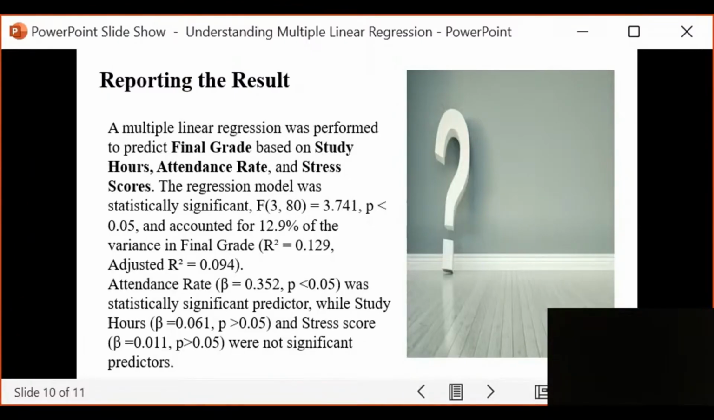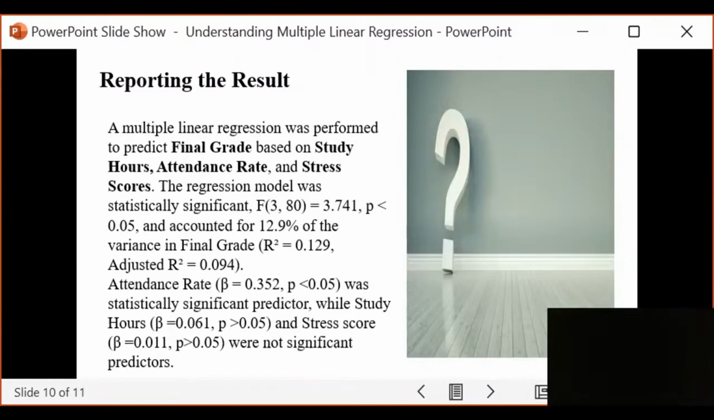So, kailangan din ilagay natin yung individual predictors doon sa report natin. So we have to report the attendance rate, which had a standardized coefficient of 0.352 and a p-value less than 5%. Okay. This means it is a significant predictor of students' final grades. Another thing that we should include, hindi lang yung dependent variable, but we have to include all the independent variables.